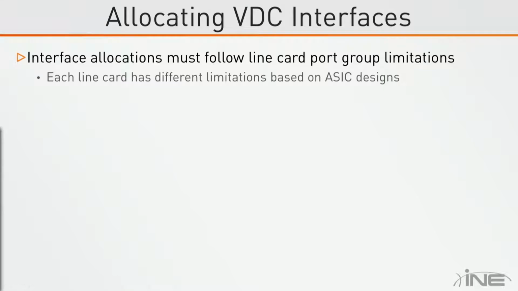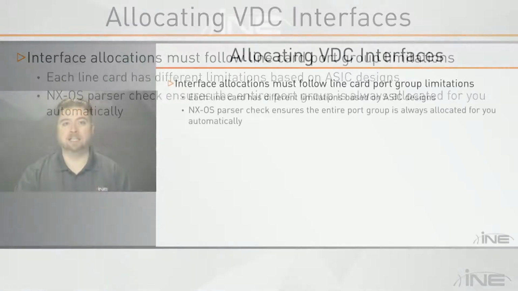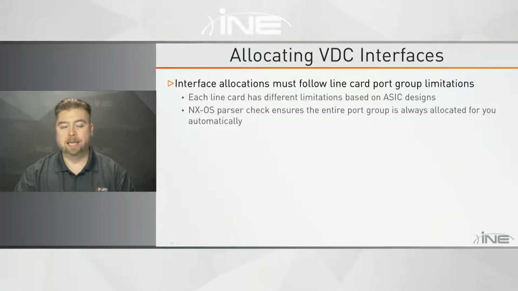Again, in terms of allocating the interfaces, we need to make sure that we're doing the allocation based on the ASIC boundaries, and the parser is automatically going to check that for us. What I said was to allocate port E1/5, and it knew based on the F348XP card that there are 8 groups of consecutive ports. So it really meant ports E1/1 through E1/8, not just E1/5 on its own.